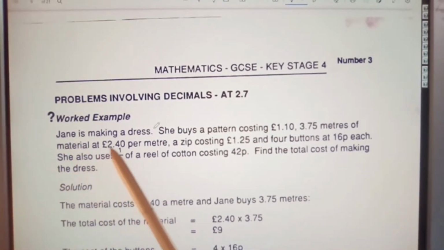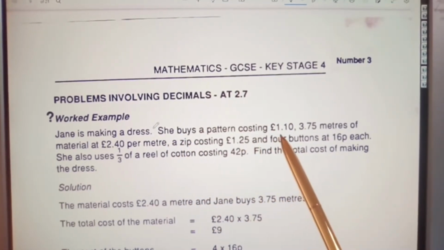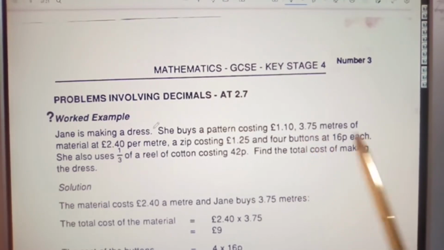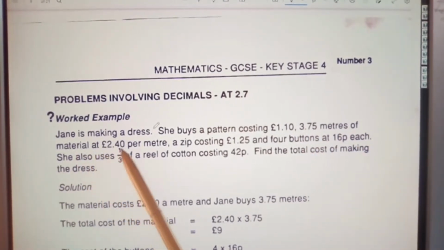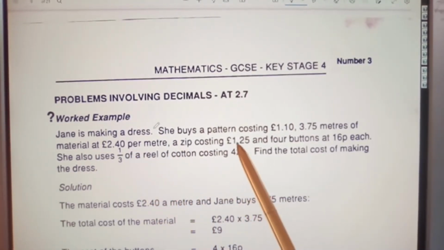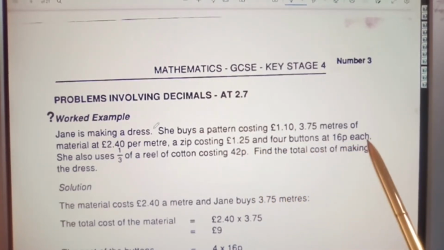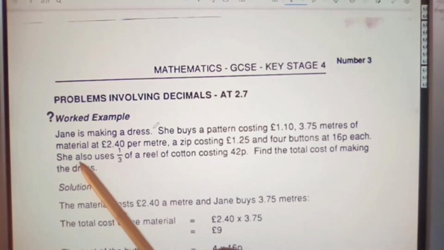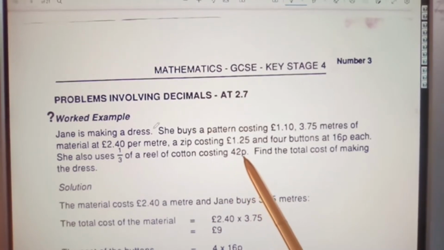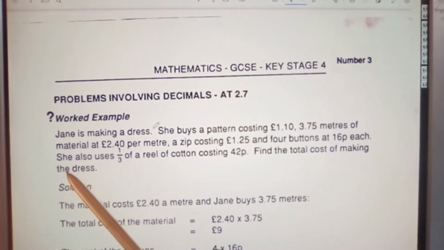Right, Jane is making a dress. She buys a pattern costing £1 and 10 pence, 3.75 meters of material at £2.40 per meter, a zip costing £1.25 and 4 buttons at 16 pence each. She also uses 1/3 of a reel of cotton costing 42 pence. Find the total cost of making the dress.